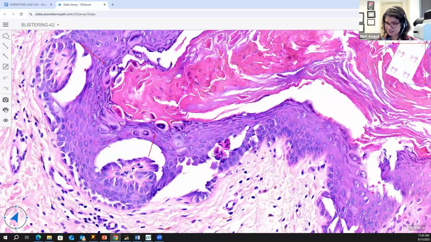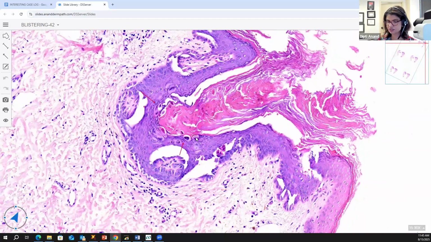So they look like little grains with dense pink cytoplasm and dense blue nucleus. So this is the corps ronds and the corps grains. When you see this, you're dealing either with Darier's disease or with Grover's disease. Again, Darier's and Grover's disease can look indistinguishable from one another.